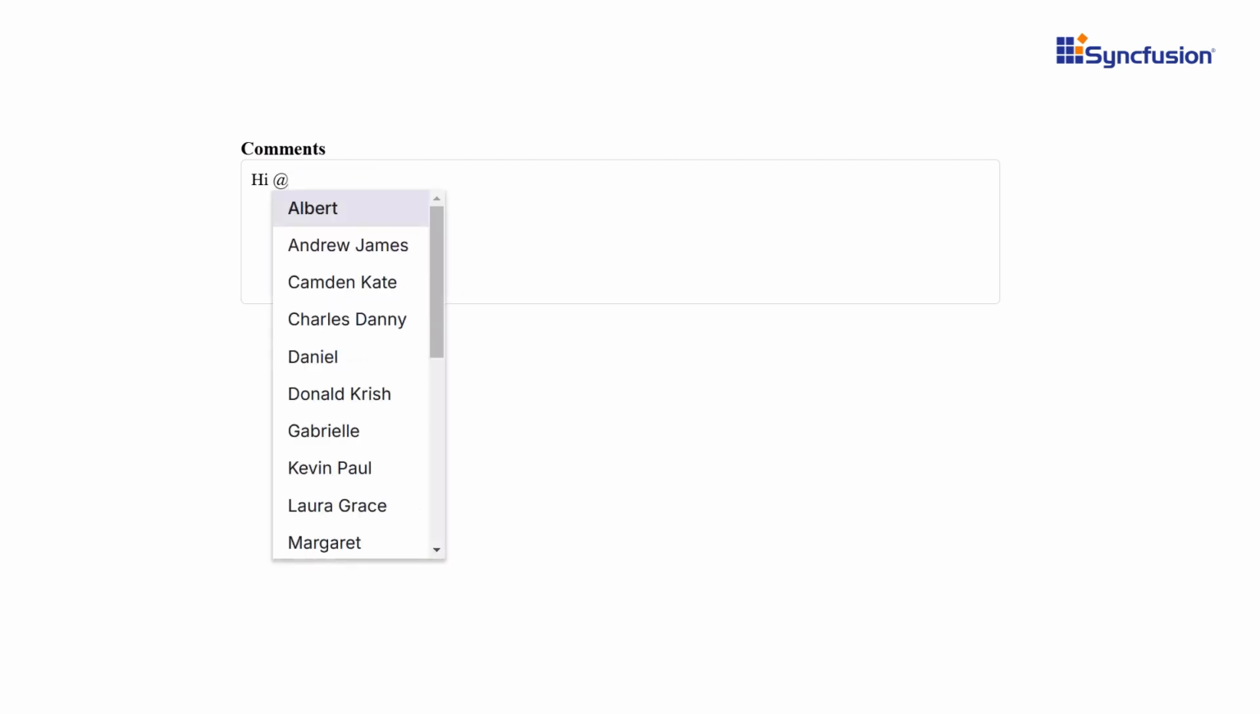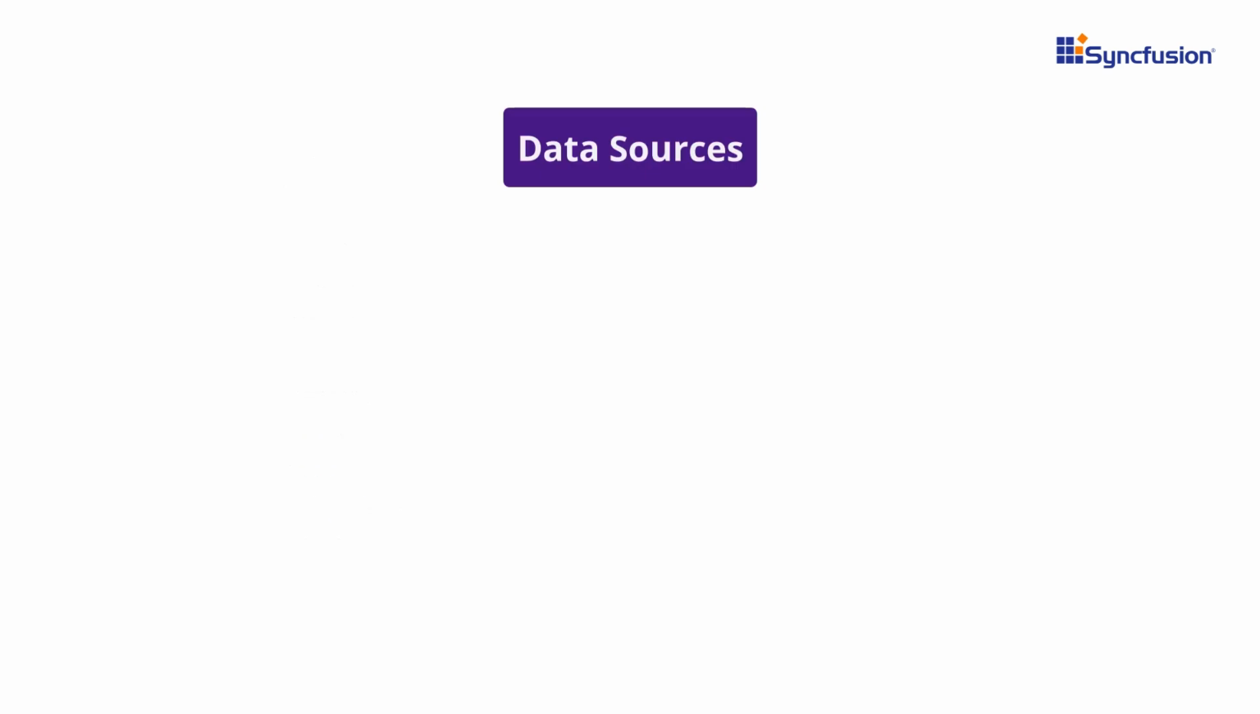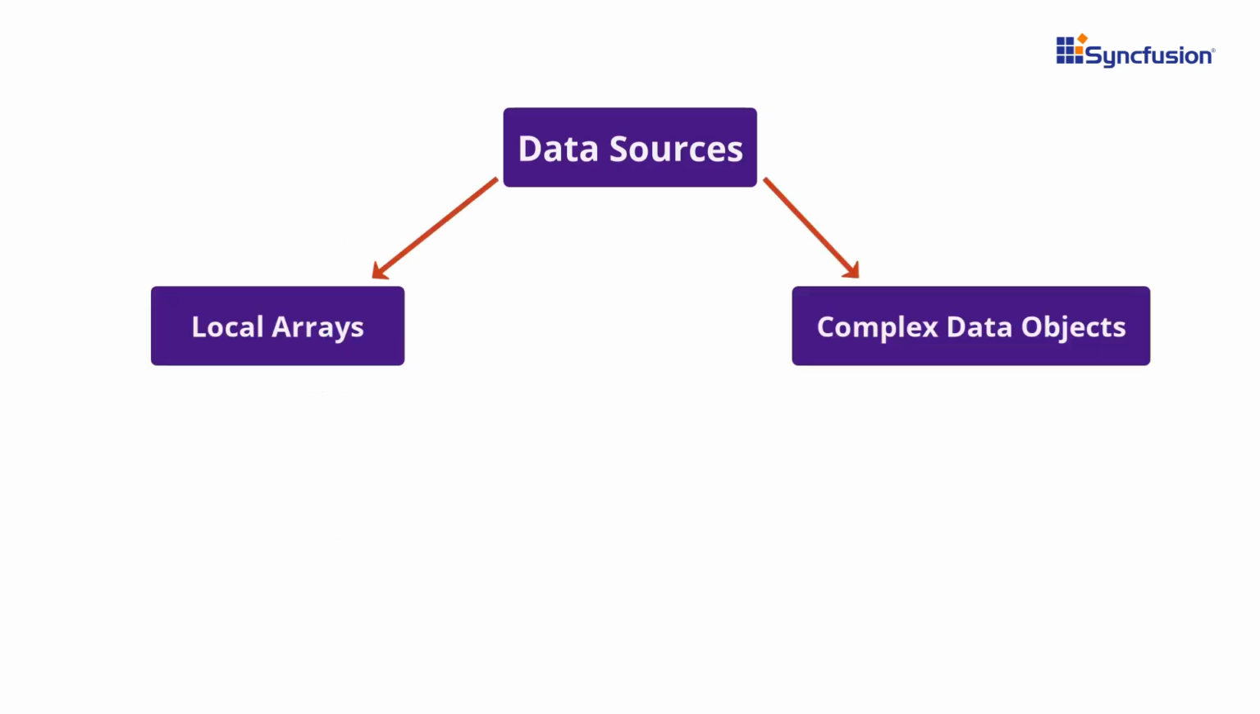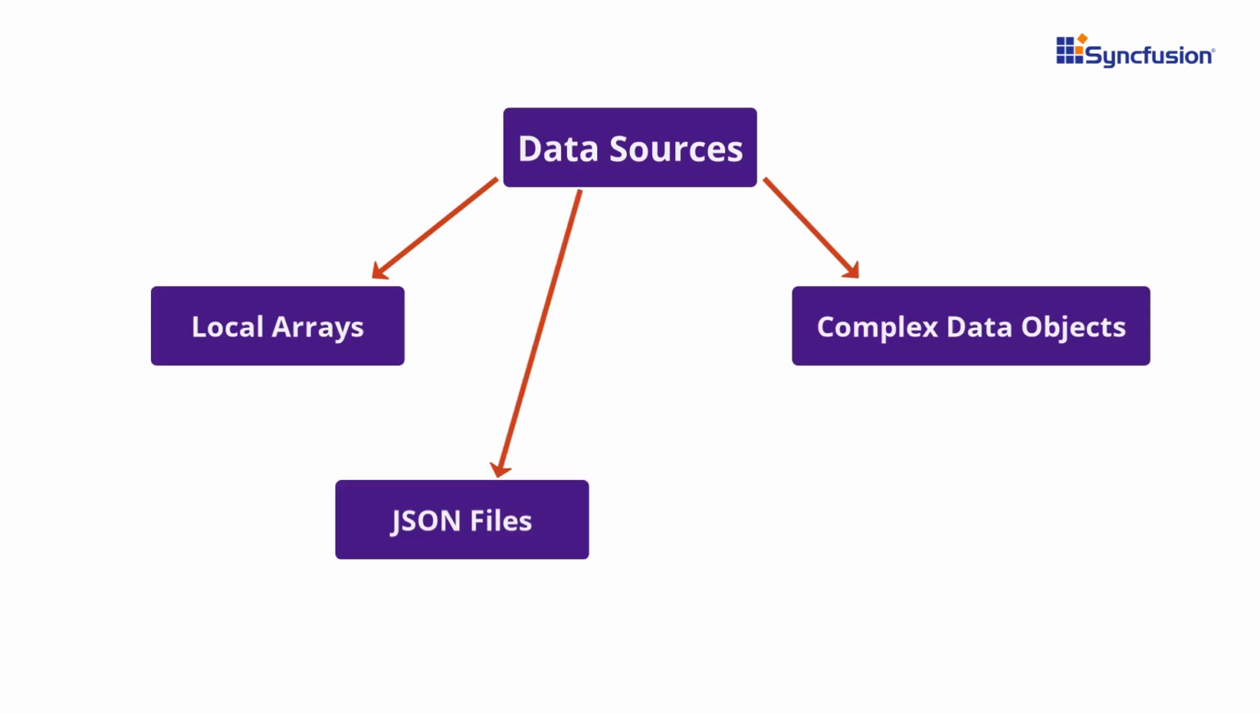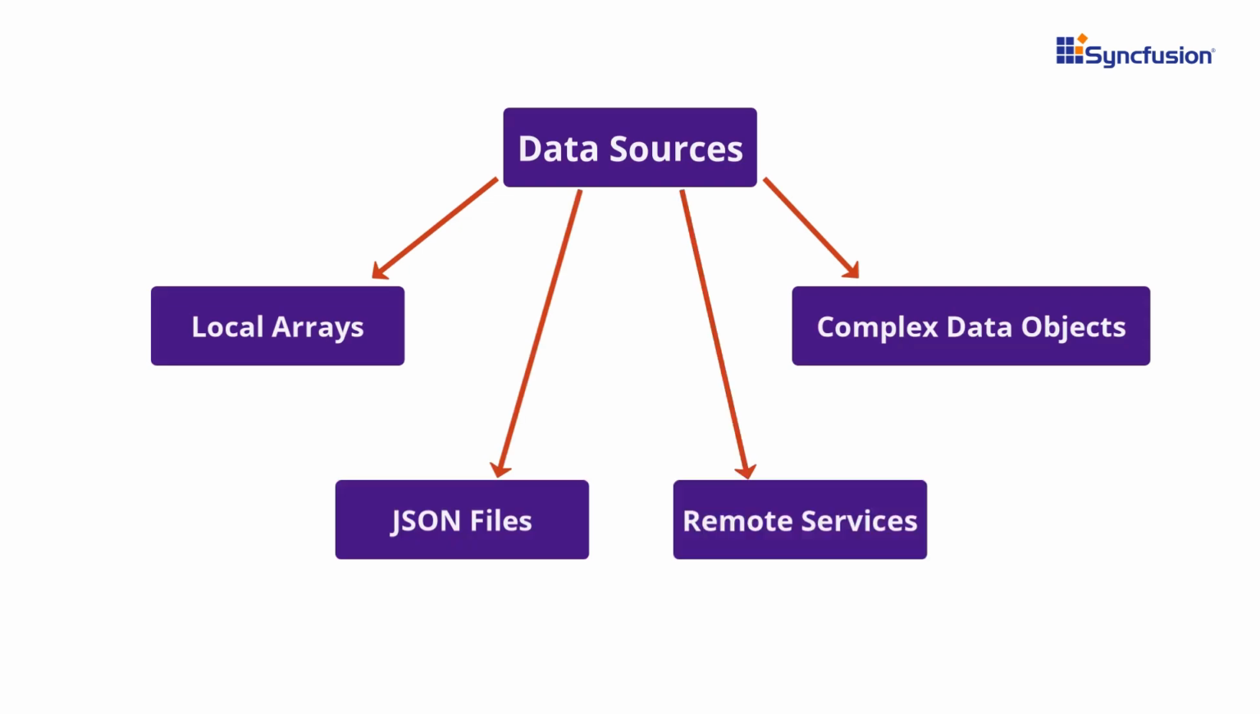And if you need the suggestions in a specific order, the component can sort them alphabetically in ascending or descending order. What about data sources? Whether it's a local array, complex data objects, JSON files, or even remote services, the Mention component handles it all effortlessly. Let's get into some customization features.